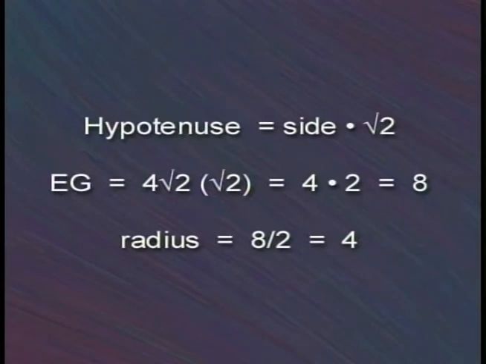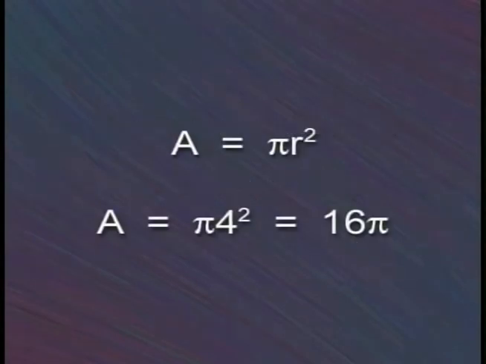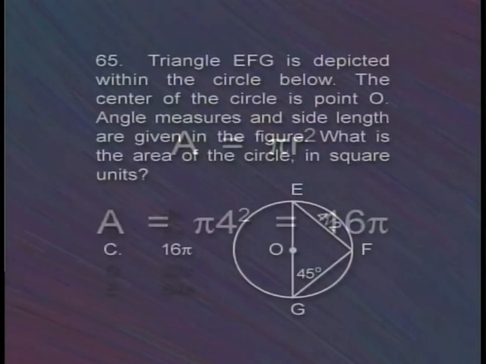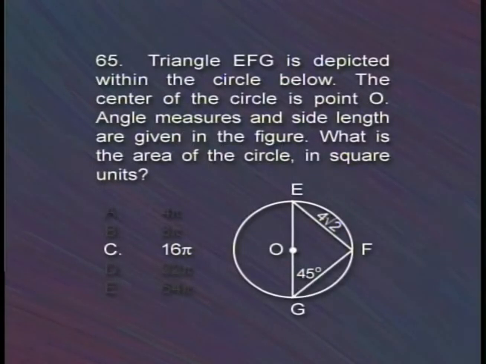The diameter of the circle, EG, is thus equal to 8. The radius is 1/2 the diameter, or 4. Substituting a radius of 4 into the area formula gives us 4 squared, or 16 pi. The correct answer is C.